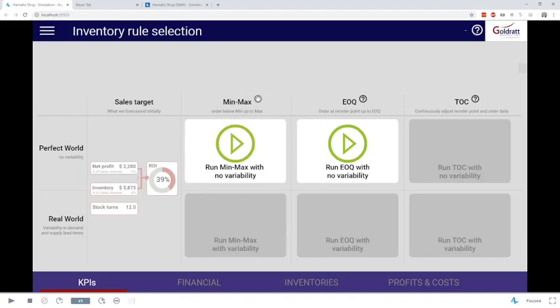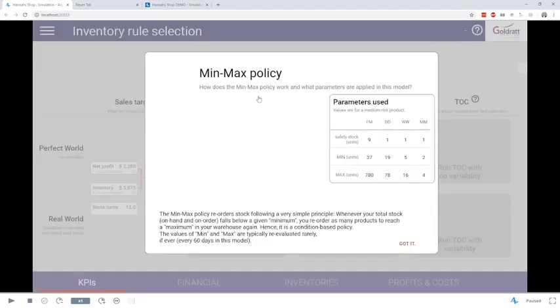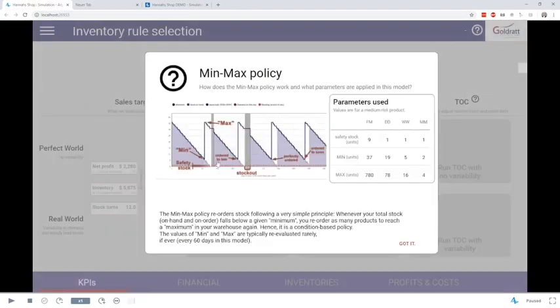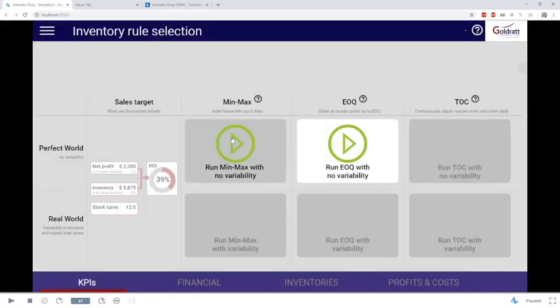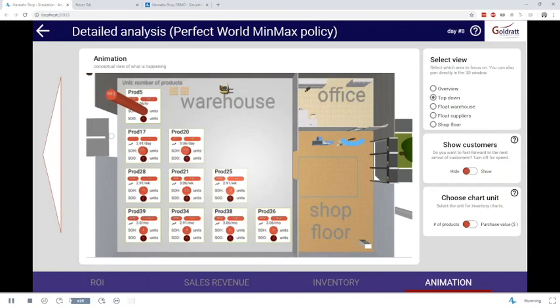And if you wonder what min-max actually is and how it works, you can always click on the question mark and it will explain to you exactly how it works. Essentially, you let your products or your inventory run down to a minimum number of products upon which you order new products, and at some point you basically order up to a given maximum level. At some point they are delivered, and then your stock reduces again. So it's as simple as clicking the play button and seeing what actually happens.